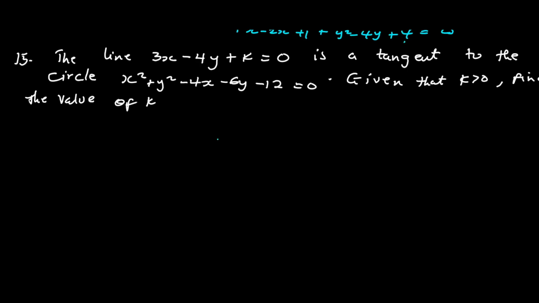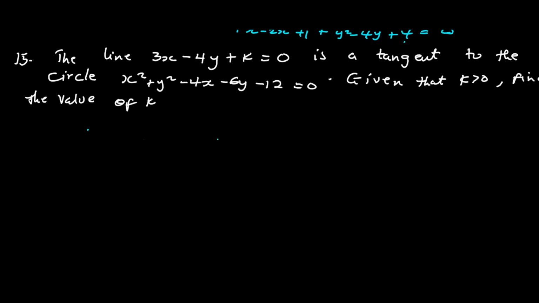So we are being asked to find the value of k, but k is greater than 0. Now we know that if we have a tangent, then the perpendicular distance from the center to the tangent is equal to the radius. So in that case, if we find the perpendicular distance from the center to the tangent and equate it to the radius, we'll be able to get the value of k.